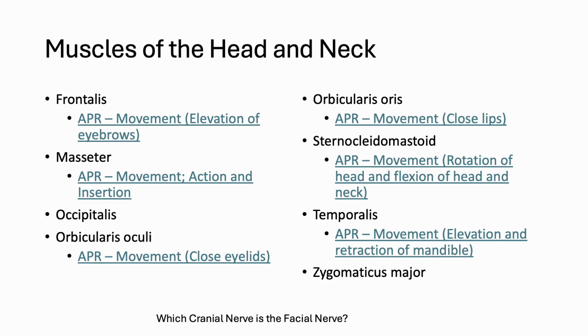And then we have the temporalis. This one's easy. We have the temporal bone of the skull, so we know where that's going to be found. And then we have the zygomaticus major. Now that's a new muscle for us. But we did learn about the zygomatic bone. So this muscle is named because it has an attachment site to the zygomatic bone.